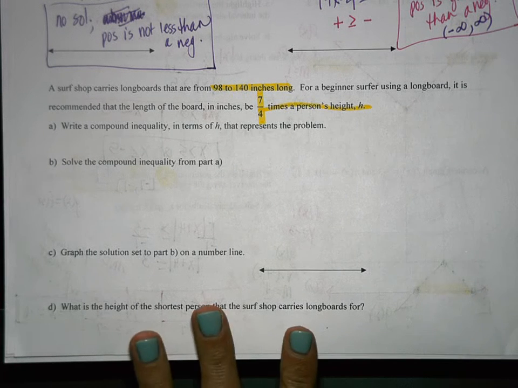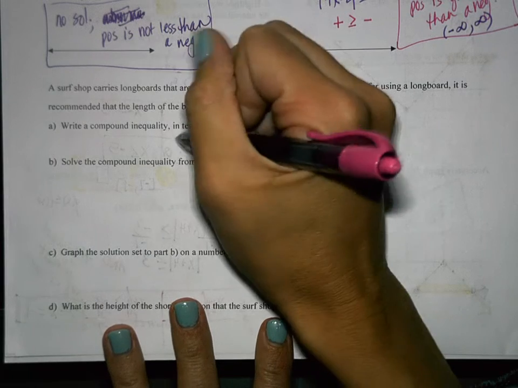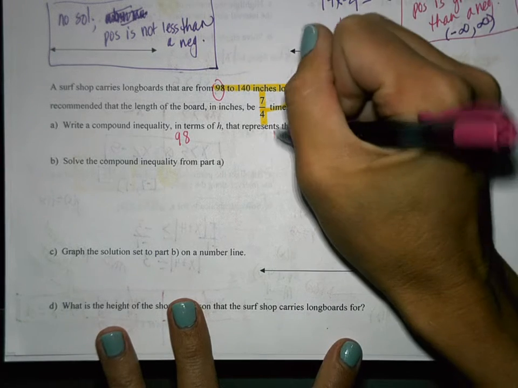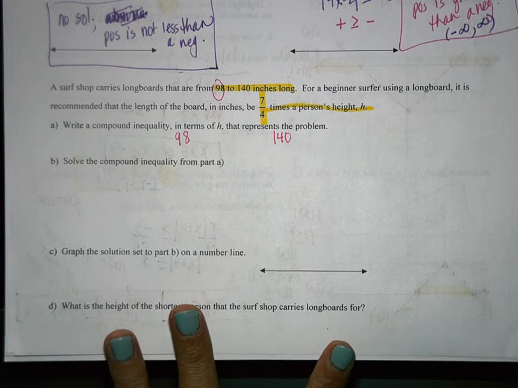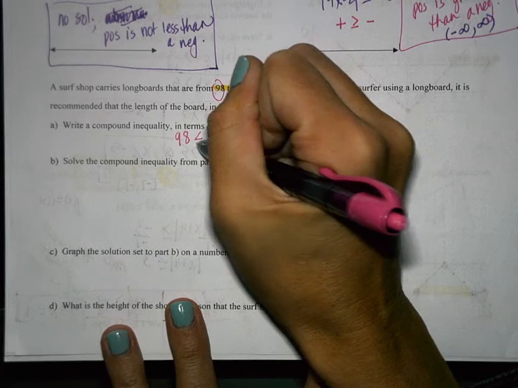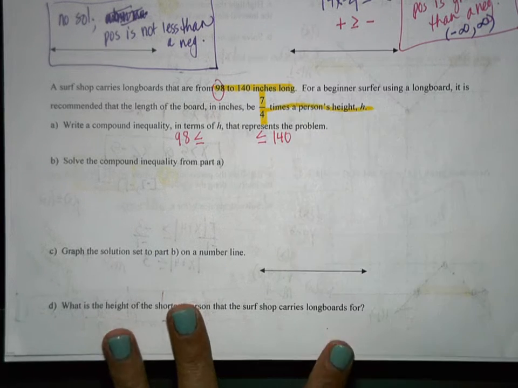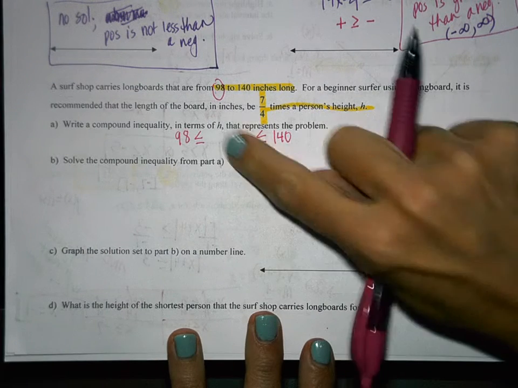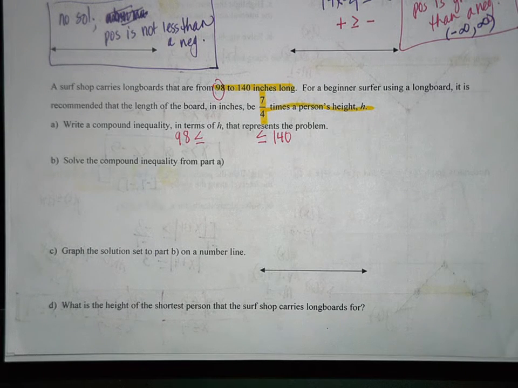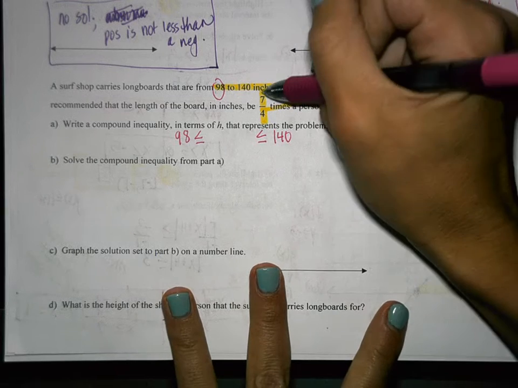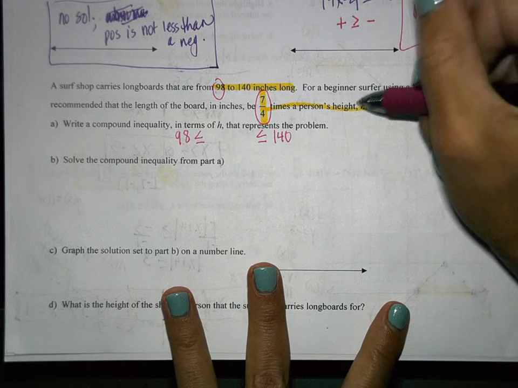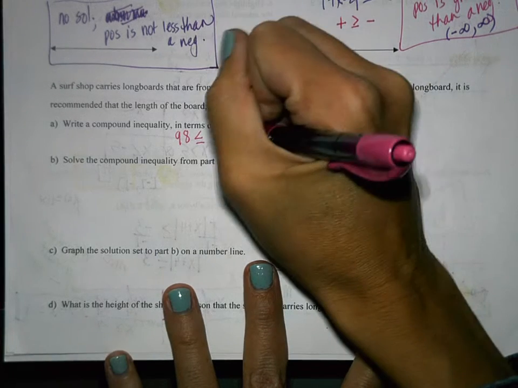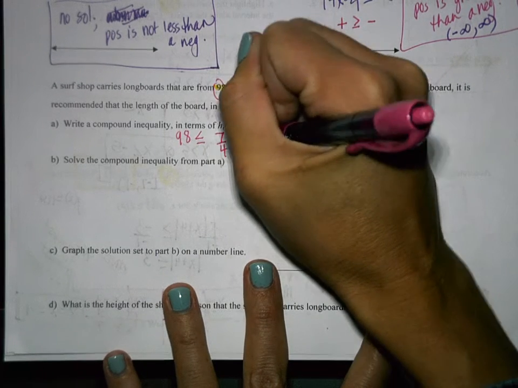In this case, our smallest number is 98, and our largest number is 140. We know that our inequality signs are going to be less than or equal to both of those, because we're talking about this as a whole. And we need to decide what goes in here. Based on the problem, 7/4 times a person's height, h, is how long the board should be. So in here, this should be 7/4 h.